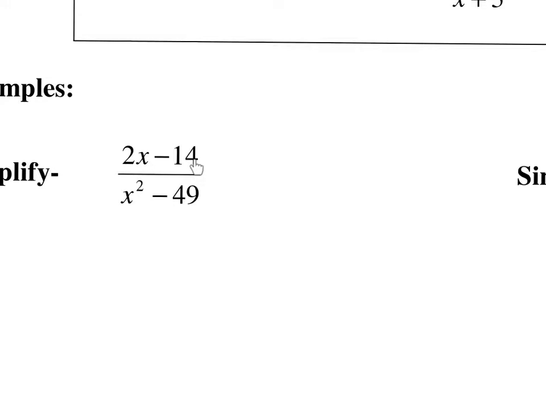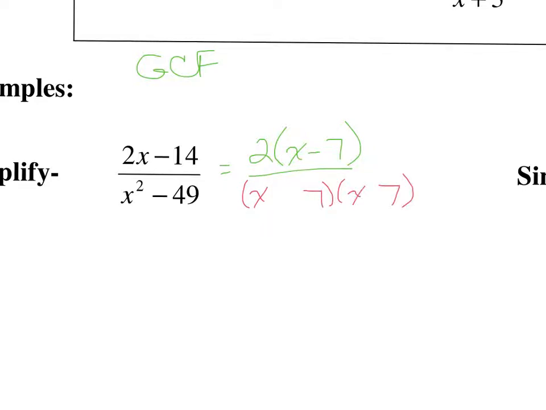In the numerator 2x minus 14, the first thing we always look for with factoring is a GCF. So the GCF in the numerator here is 2. And when we divide off the 2, we're left with x minus 7. The denominator, on the other hand, does not have a GCF, but it is the difference of squares. So when we factor the difference of squares, remember we take the square root of the first term, the square root of the second term, and one's a plus and one's a minus. And now we can reduce off these x minus 7's. We're left with 2 over x plus 7.